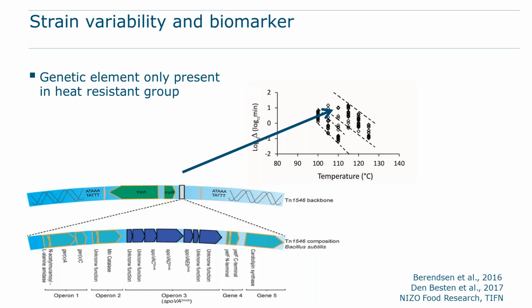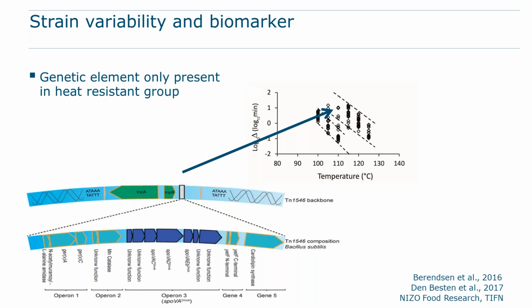And because the heat resistance was clearly different between the two groups, our NISO colleagues investigated whether this could be supported by genetic differences between the two groups. And for that, they sequenced all these 20 strains and followed a gene trait matching procedure to see whether the differences in heat resistance could be explained by a genetic biomarker. And indeed, they found that a specific transposon element was only present in the most heat-resistant group.